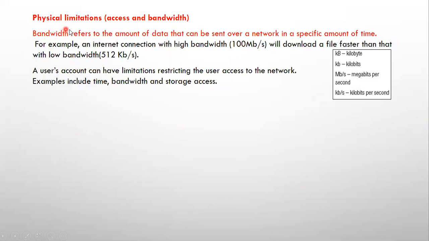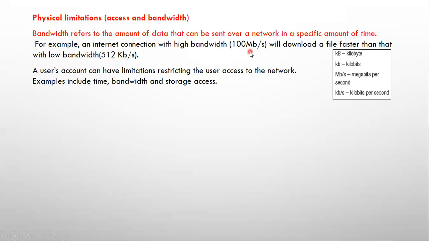Now, your physical limitations when it comes to networking are your access to the network and the bandwidth. Bandwidth refers to the amount of data that can be sent over a network in a specific amount of time. For example, an internet connection with a high bandwidth, like 100 megabits per second, will download a file faster than a low bandwidth of, for example, 512 kilobits per second.